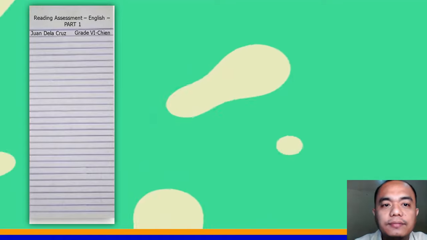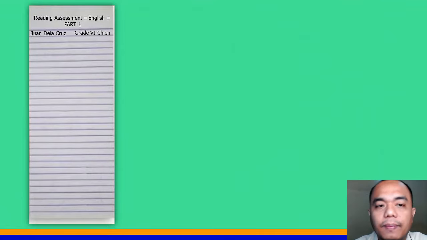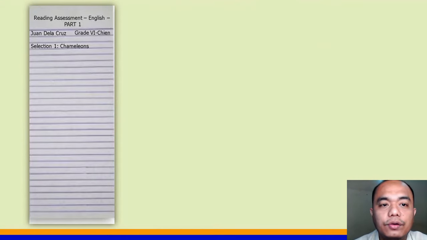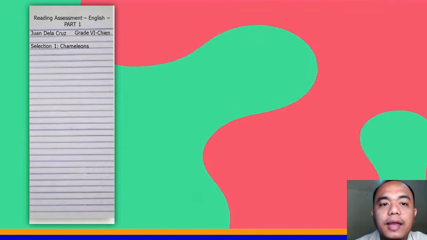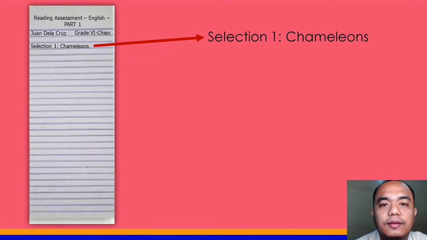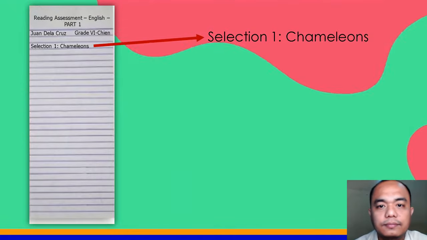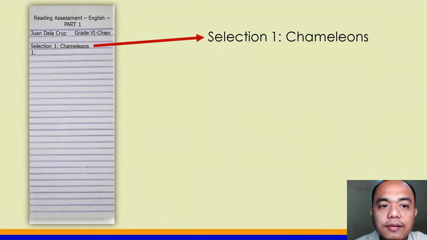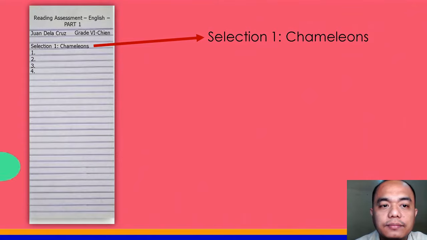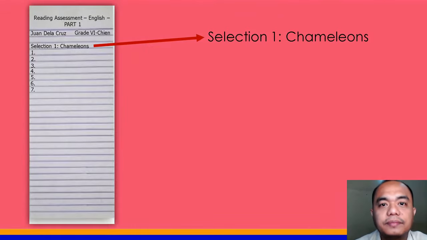Okay, are you done? Okay, next, write selection 1, Chameleons. Okay? So please write it now. And number it from 1 up to 7.